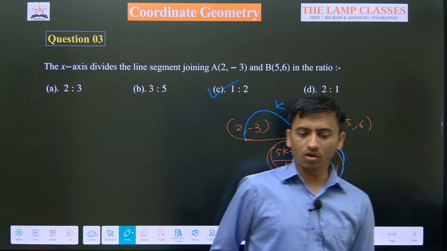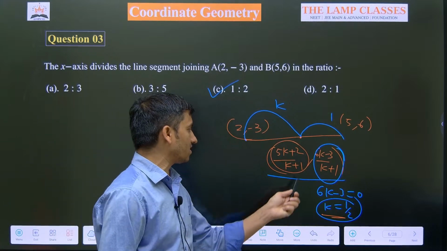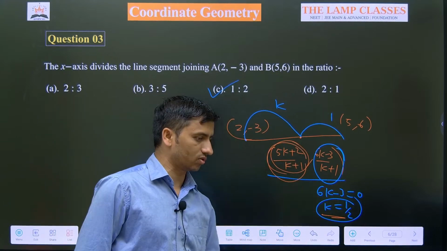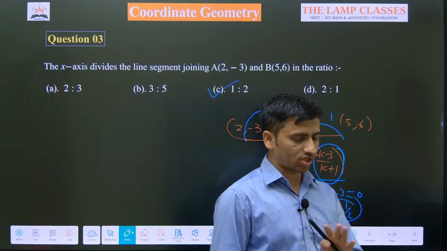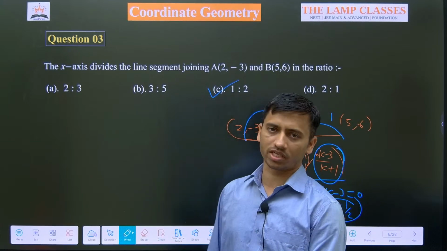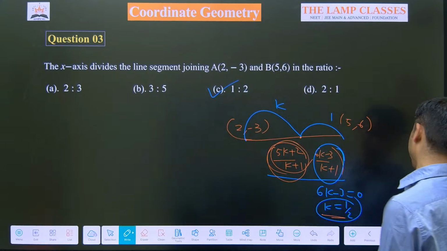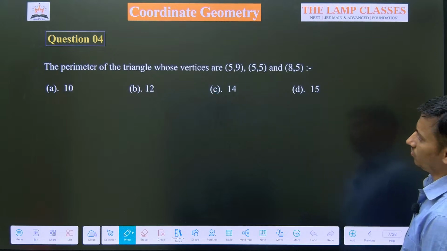If they had told you in what ratio does y-axis divide, in that case we would have replaced x as 0 and found the ratio, okay? So they may use either x coordinate or y coordinate, any, na? And that's a standard question for MCQ. It's a decent question. Regularly they ask. They should actually. Let's do the next now.